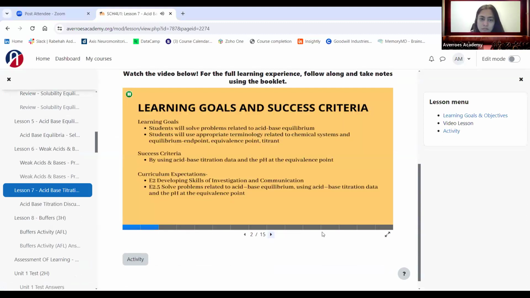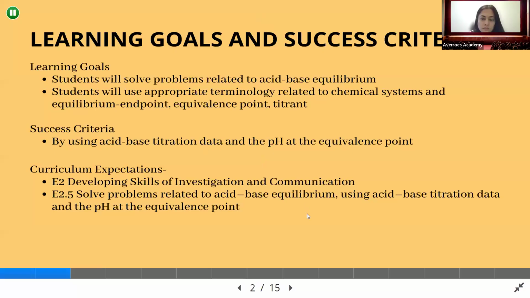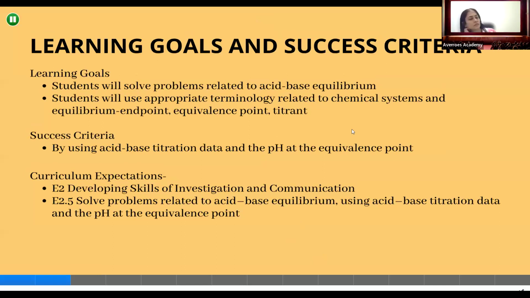So our learning goals and success criteria for this lesson. Students will solve problems related to acid-base equilibrium. Students will use appropriate terminology related to chemical systems and equilibrium: endpoint, equivalence point, and titrant. And success criteria, you'll do this by using acid-base titration data and the pH and equivalence point. Also listed here are your curriculum expectations.